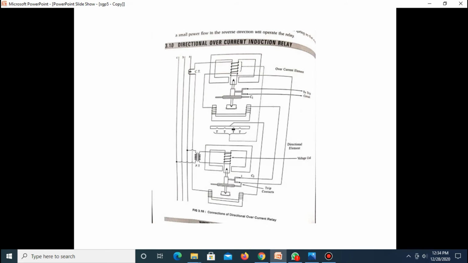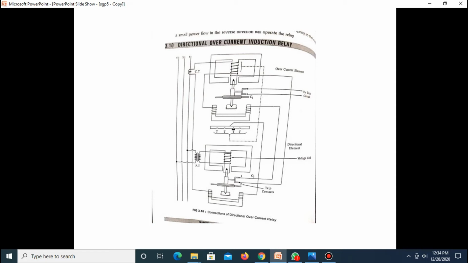The directional overcurrent induction relay. This is the diagram for the directional overcurrent induction relay. In this diagram, this is the overcurrent element. This is the tripping coil. This is the voltage coil. These are the tripping contacts.